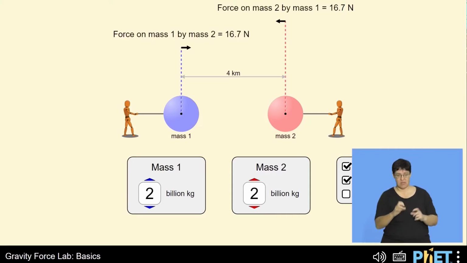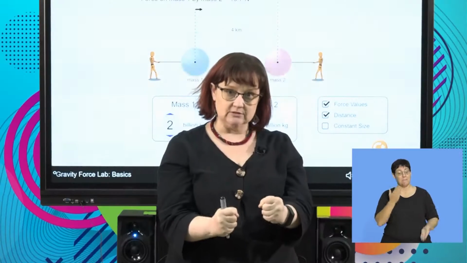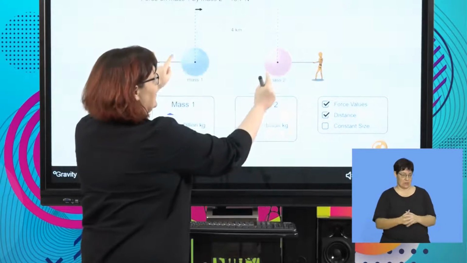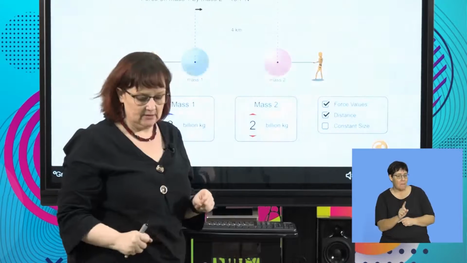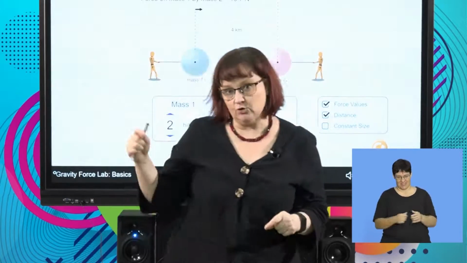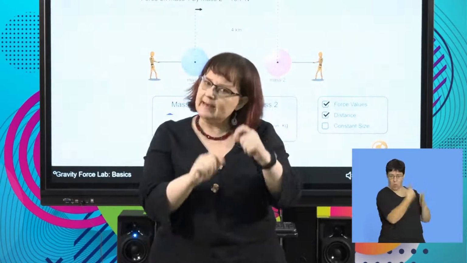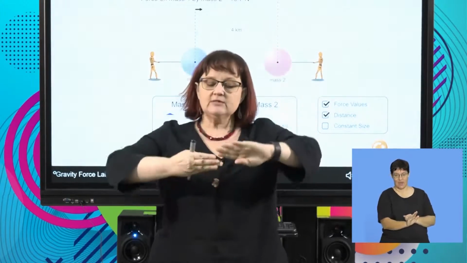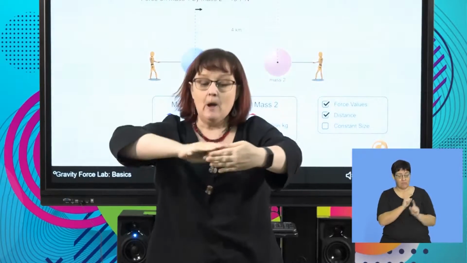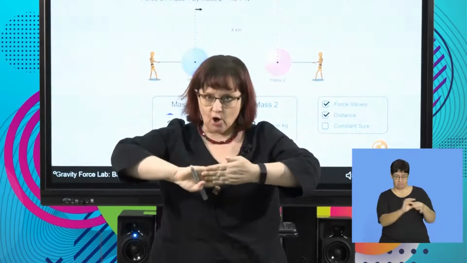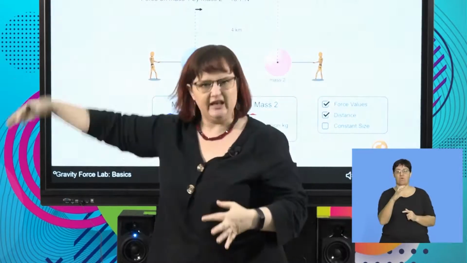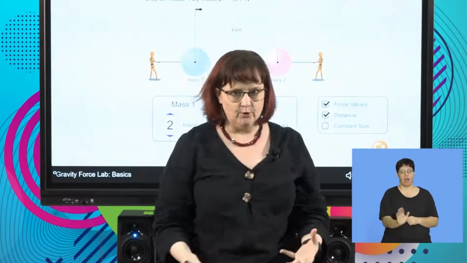So the smaller the masses, the smaller the force between them. Mass is important, but it's about both masses. It's not just about the one. That's really important because it tells us we're interacting two bodies. Both bodies are important. You can't forget about one. You've got to have them both.